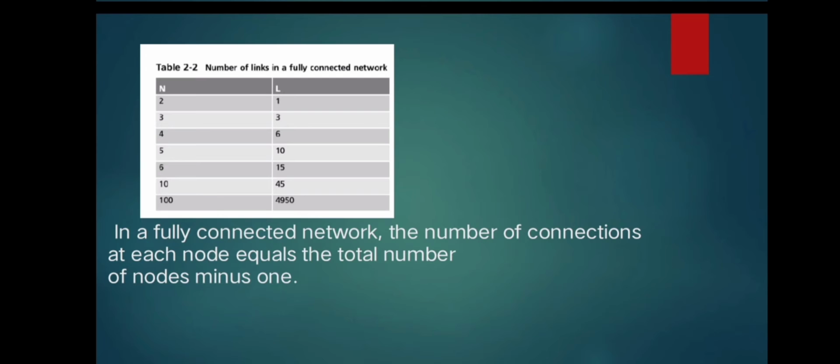So here is Table 2.2, the number of links in a fully connected network. In a fully connected network, the number of connections at each node equals the total number of nodes minus 1. So this is the example.